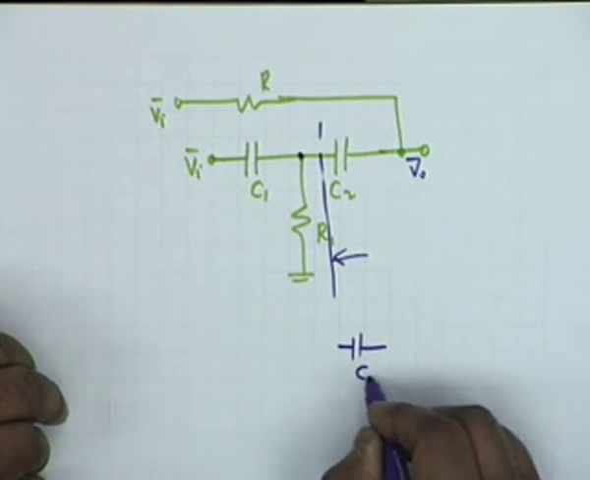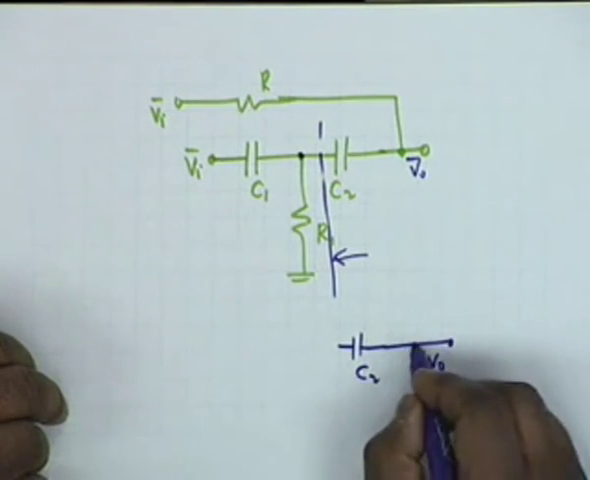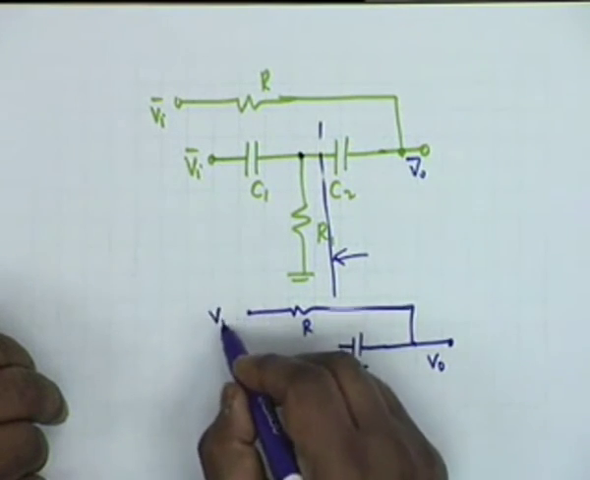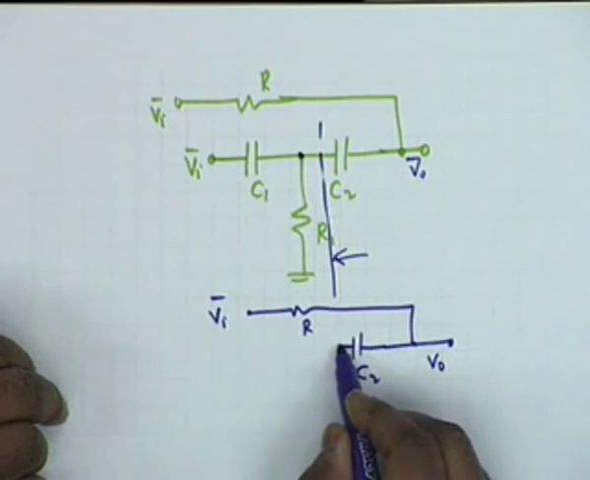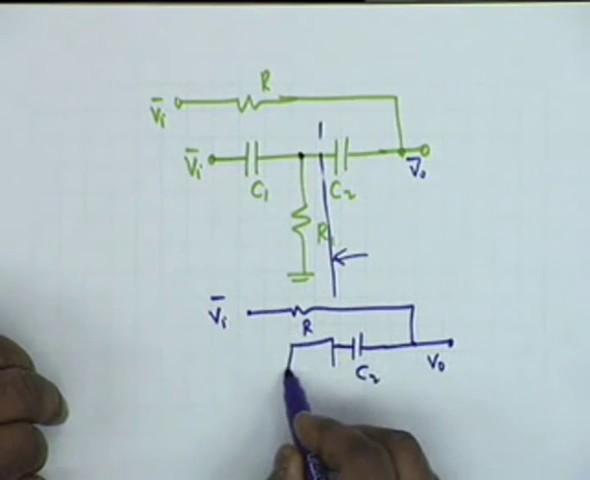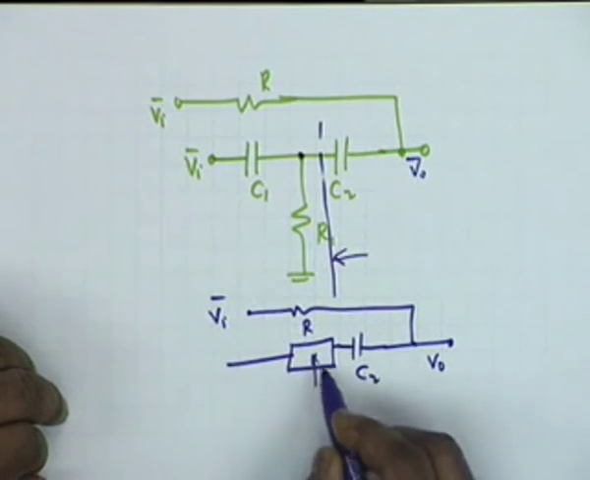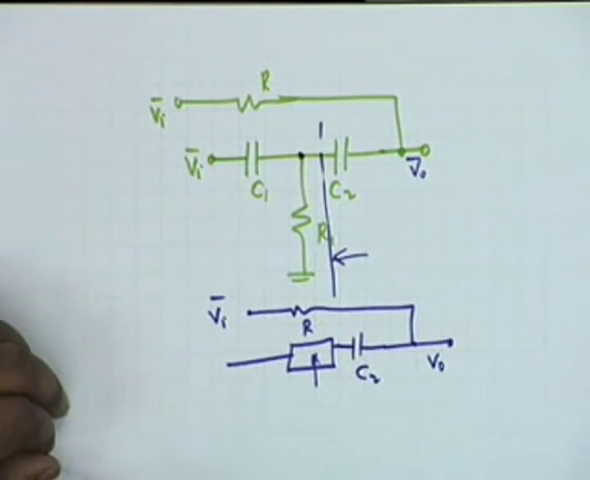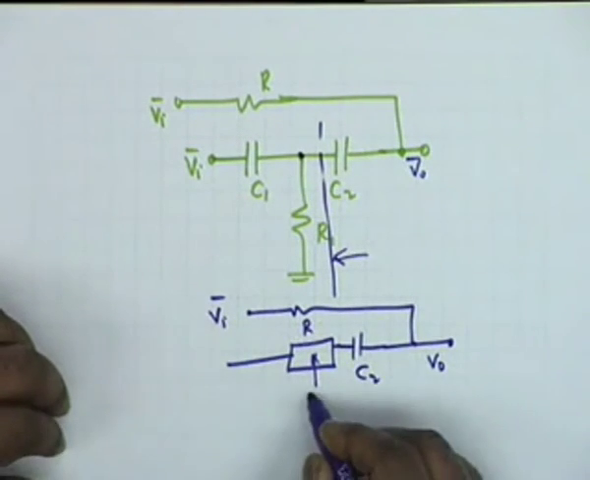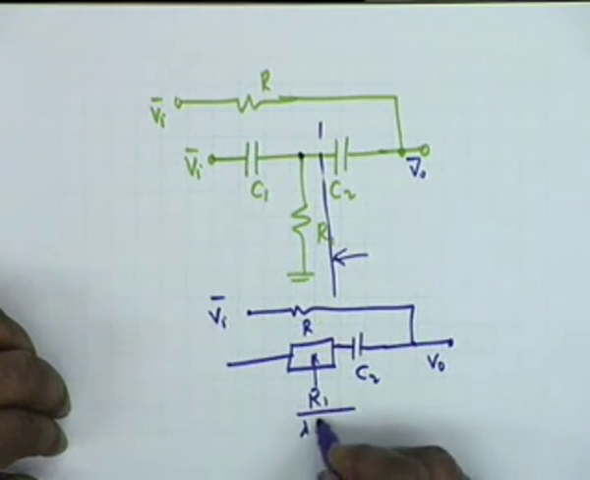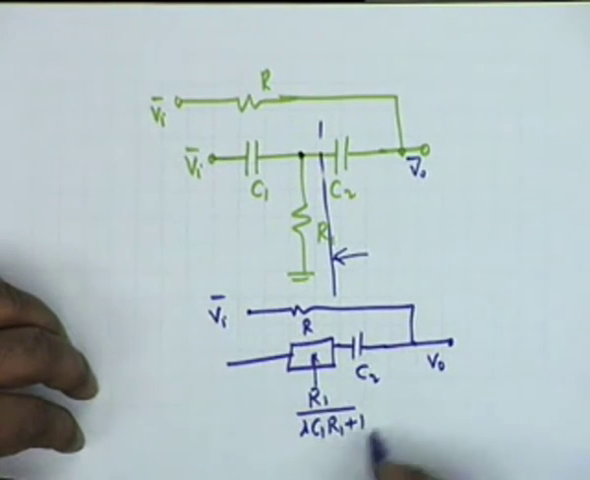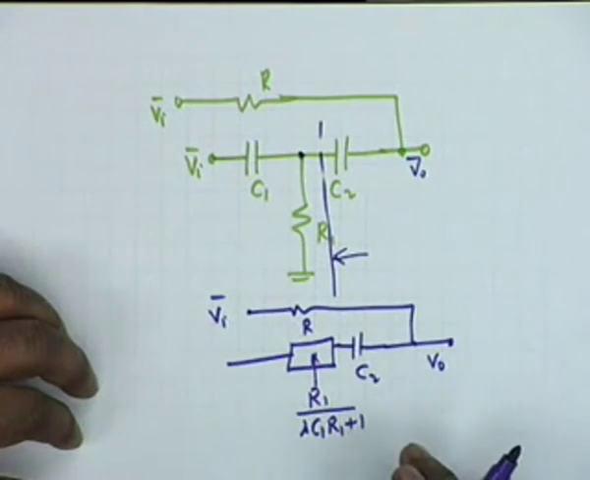What do you get? You get a C2, V0, R, this is Vi, and then you get an impedance. What is the value of this impedance? R1 and C1 in parallel, and therefore R1 by S C1 R1 plus 1. I am working in terms of S. You must be able to write this expression without any calculation.